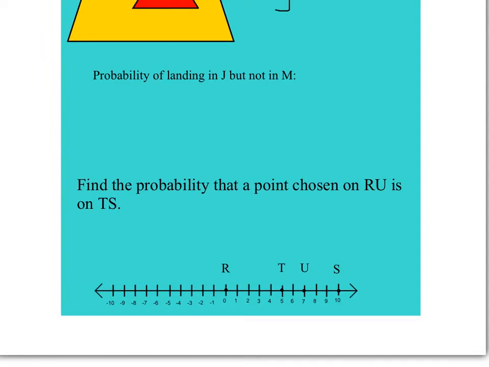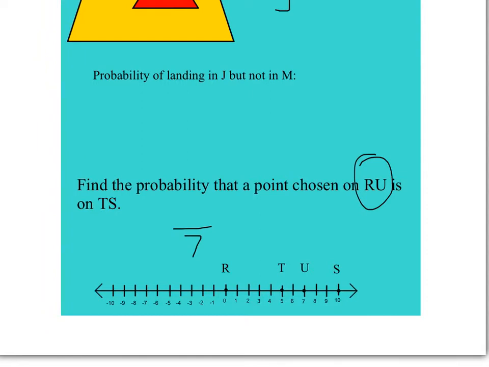Alright, so last one on this slide here, let's find the probability that a point chosen on RU is also on TS. It's a little bit different here, but we know that our total length here is going to be RU, because starting with all the points that are on RU, how many are on TS? Well, obviously there's an infinite amount of points, but RU is 7 units long, 0 to 7.